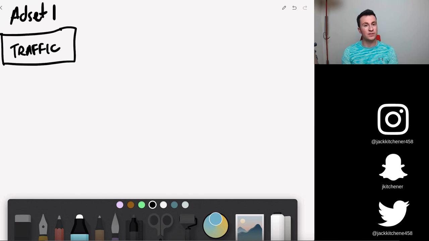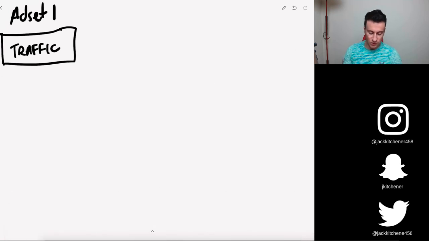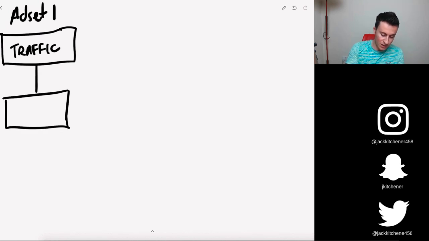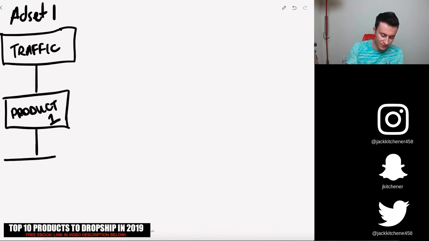Now, you don't just have to start with one ad set either. You can have 2, 3, 4, 5 ad sets, as many as possible, so you can test different audiences. But because I haven't got enough space, I'm not going to draw out 5 different ad sets. The whole idea is the process begins with driving as much traffic as possible. And this is going to send people straight to our product page, which is going to be product number one. And then obviously the end of the process is people making a purchase.